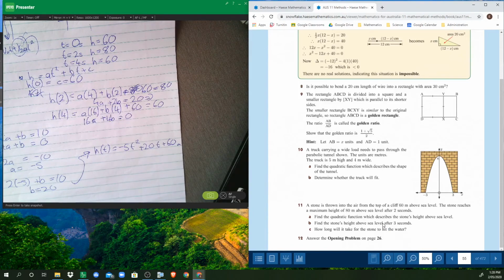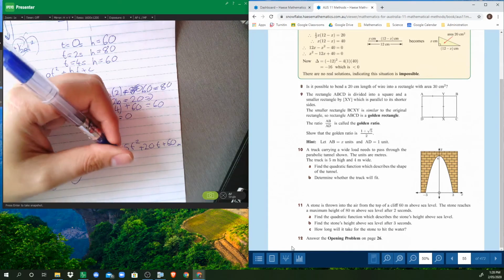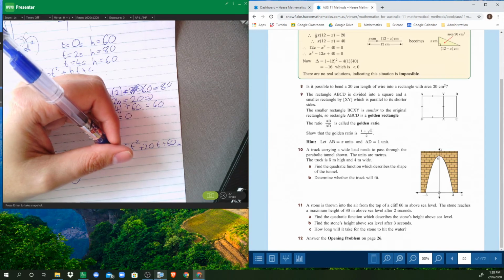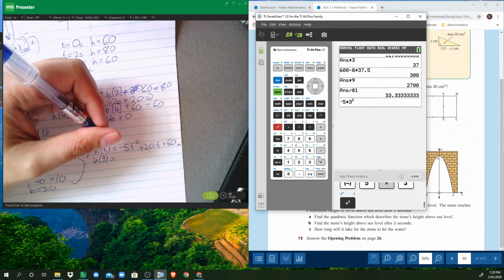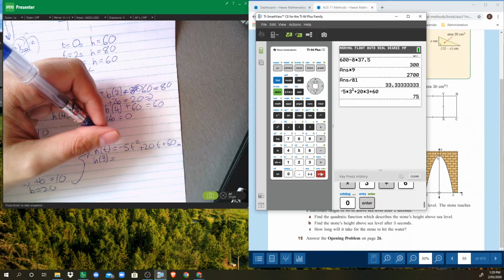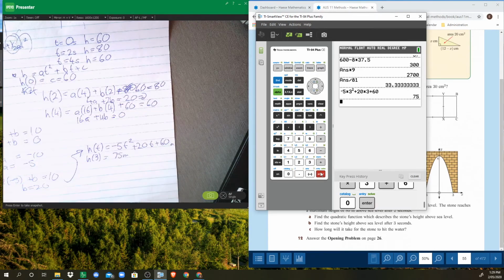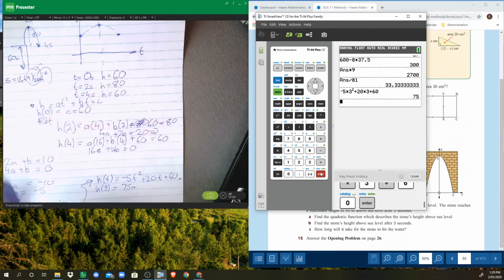Find the stone's height above sea level after 3 seconds. Let's find it. t equals 3, there's calculator time. Minus 5 times 3 squared, plus 20 times 3, plus 60 is 75. So 75 meters. And that makes sense. At 3 seconds it's coming down, but hasn't come down to 60. So we're about here.